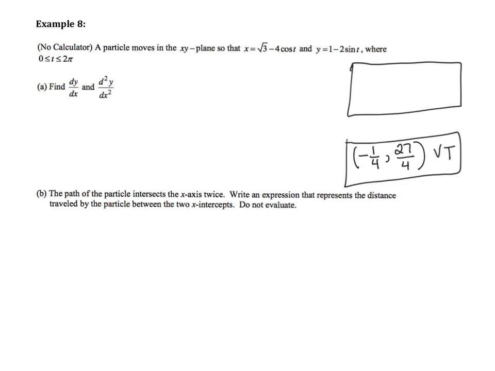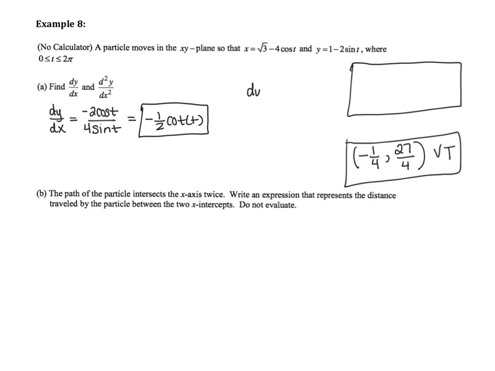So I'm going to find the first and the second derivatives with respect to x. So dy/dx is going to be equal to dy/dt, which is going to be negative 2 cosine t, over dx/dt, which is just going to be a positive 4 sine of t. So we could write that as negative 1/2 cotangent of t if we wanted to clean that up.